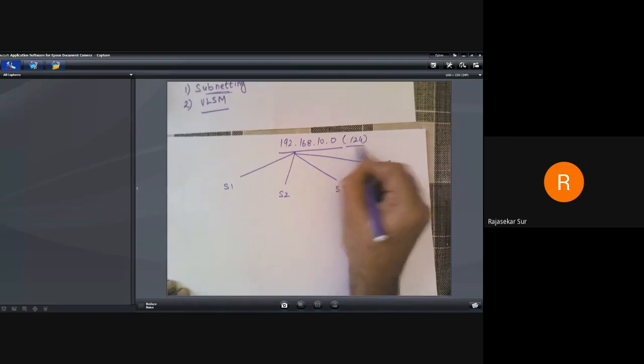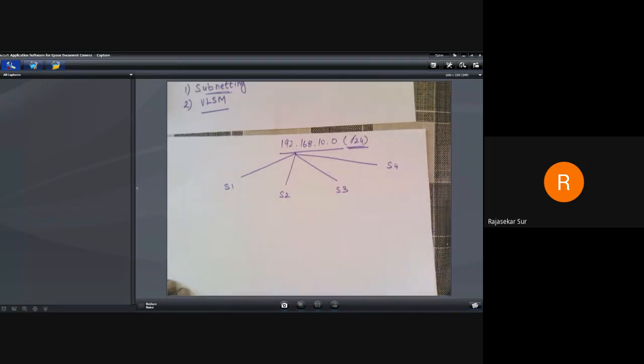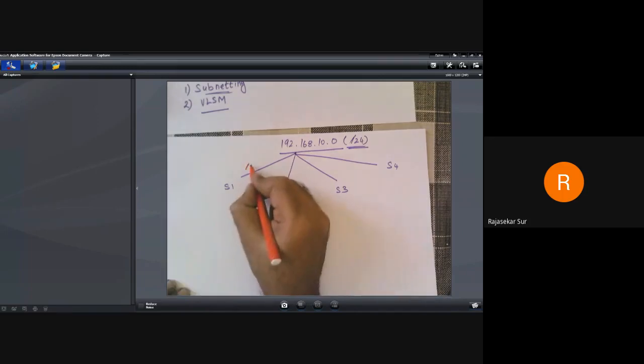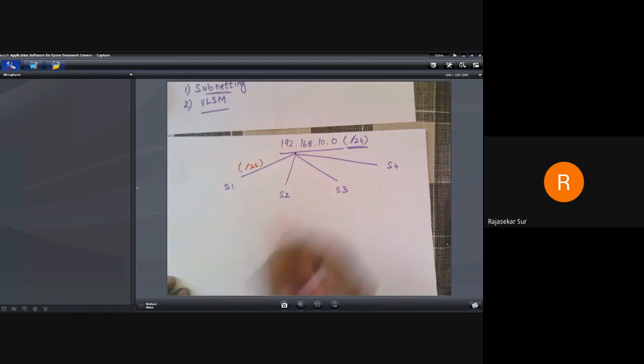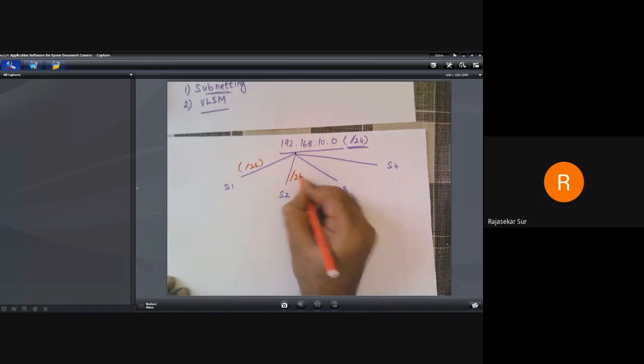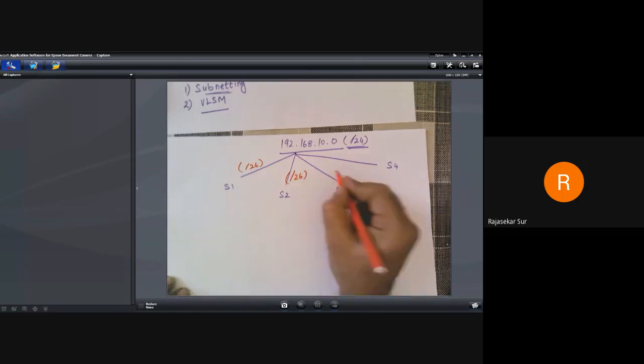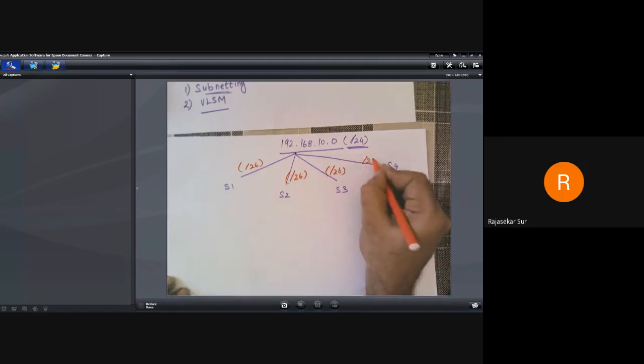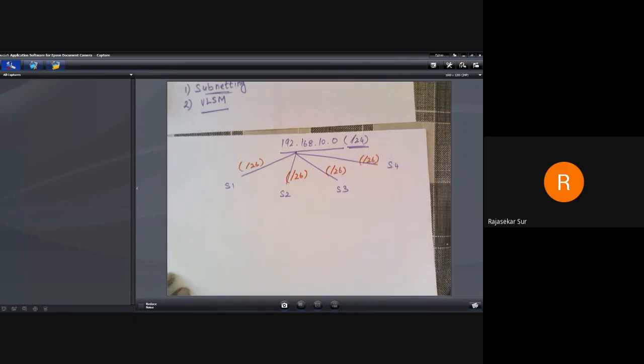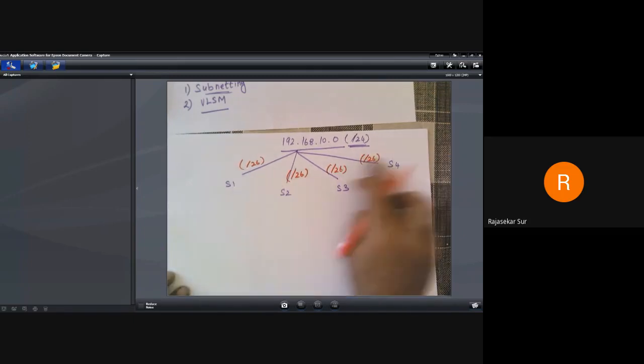This was /24. We borrowed 2 bits, and we made /26 now. So the subnet mask is /26. Here also it is going to be /26, here also /26, and here also /26. For all the subnets, we have the same subnet mask.